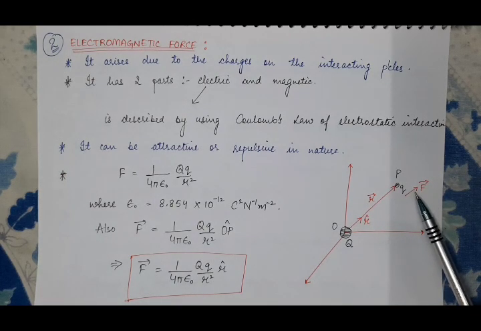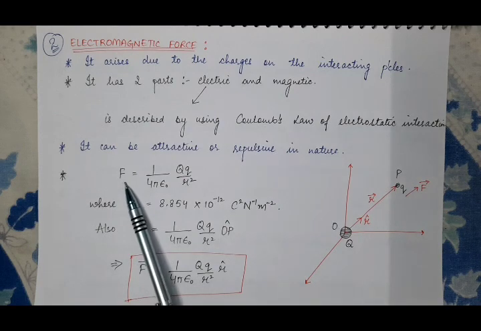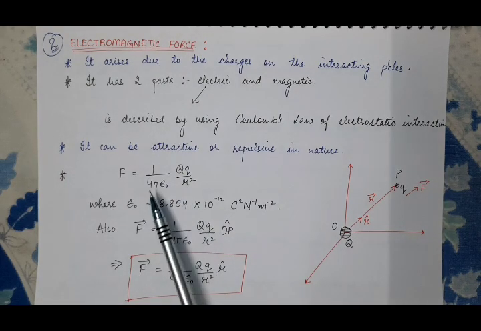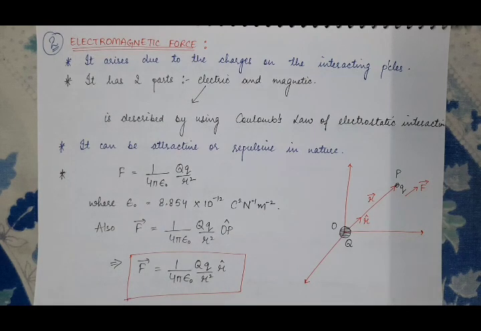meaning in the direction of r cap. So this Coulomb's force is directly proportional to the product of the magnitude of the two charges and inversely proportional to the square of the distance between them. And this 1 by 4 pi epsilon naught is the constant of proportionality. And this is the magnitude form. In vector form, any vector is given by its magnitude into its direction, which is given by the unit vector. Its unit vector is OP cap, and this OP cap is in the direction of r cap. That's why we replace this OP cap by r cap.